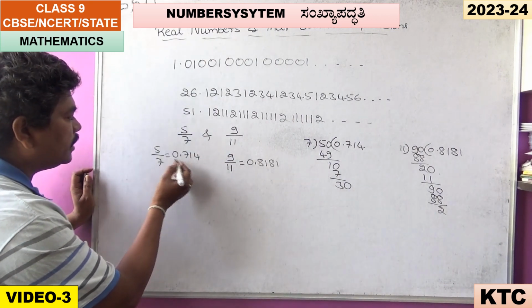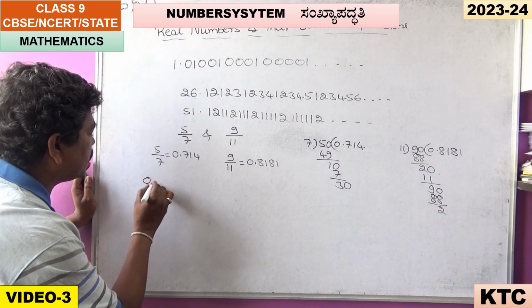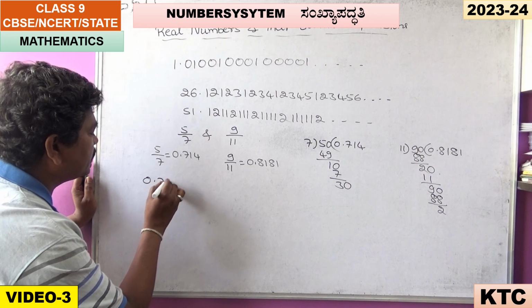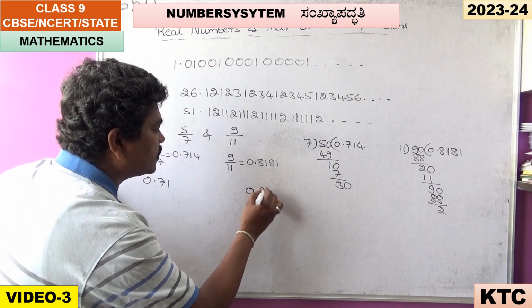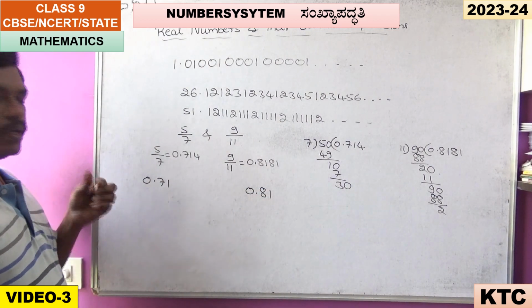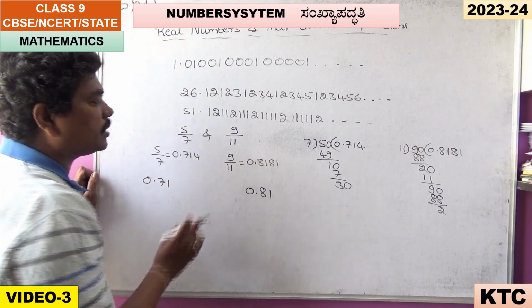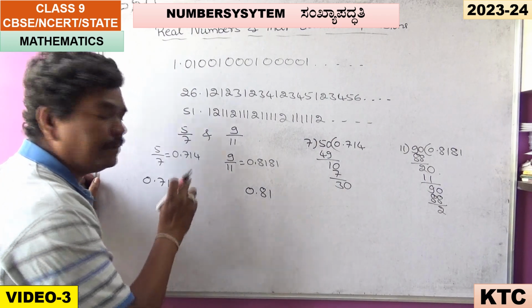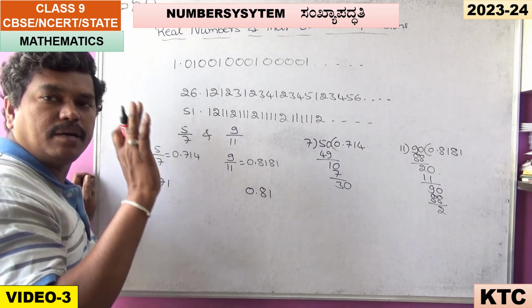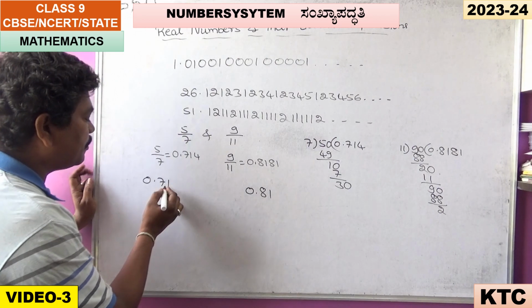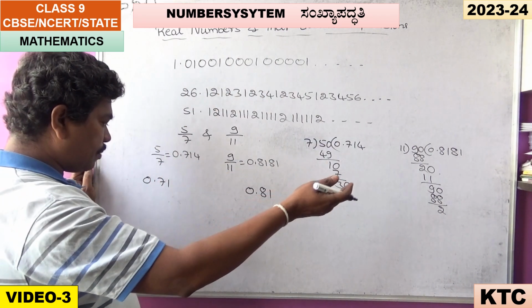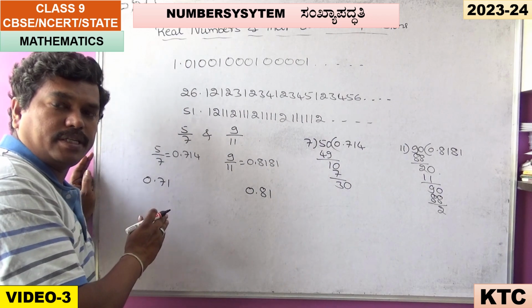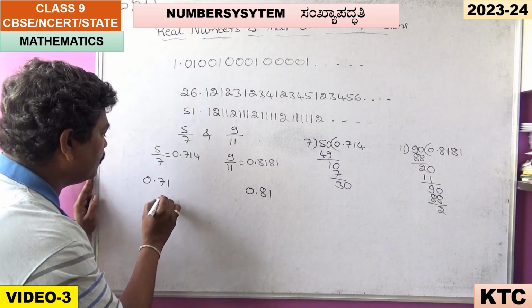So you observe here, this decimal number starts from 0.71 and this one ends at 0.81. So I consider only 2 digits. I have taken only 2 digits. In between these two numbers we write any irrational numbers. That means you have to write a number greater than 0.71 and less than 0.81. How many numbers can you write?